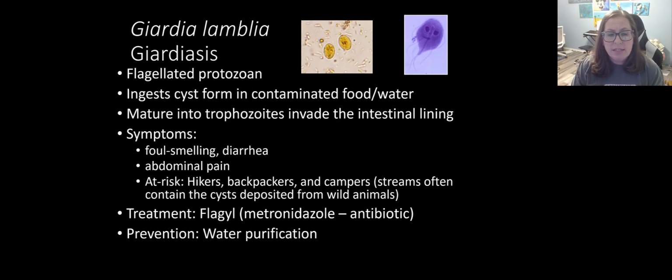So let's look at giardiasis first. This is a flagellated protozoa. You can see that it has the little tails or flagella that are present. We see that we ingest the cyst form in contaminated food and water. They mature into the trophozoites, which then invade the intestinal lining. Now, symptoms include foul-smelling diarrhea here, abdominal pain, and individuals who are at higher risk of this kind of infection are going to be hikers, backpackers, and campers, because streams often contain the cysts that are deposited from wild animals. And so if you're drinking out of those streams, even though it looks like clean water, you may be consuming some of those cysts unintentionally.